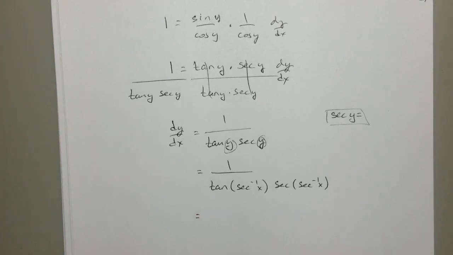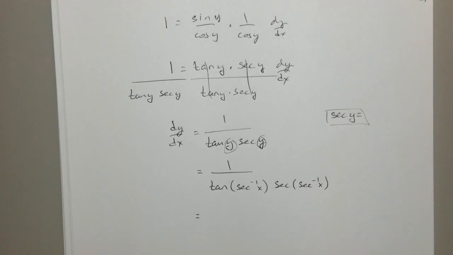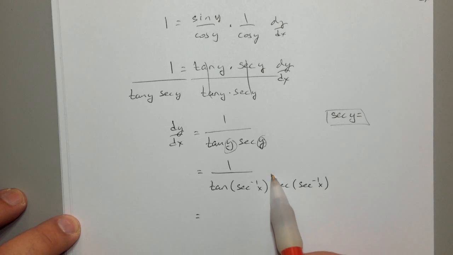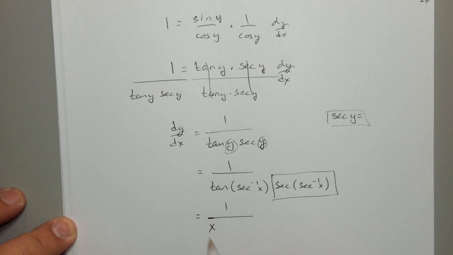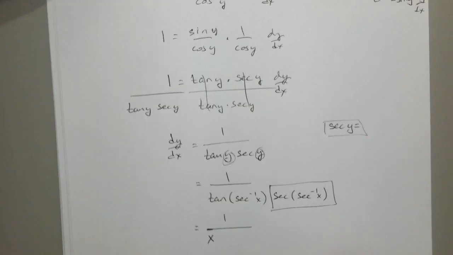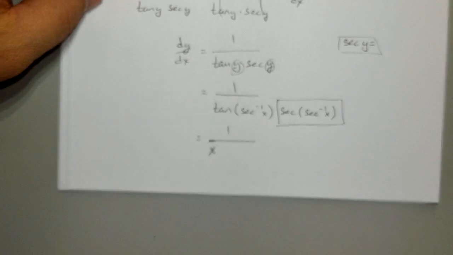I realize it looks horrible, but have I done anything different than I didn't do in the past? This is all algebra here, and a little bit of trig. So we know what this one's going to be. The secant of secant inverse is going to be what? That's going to be x.